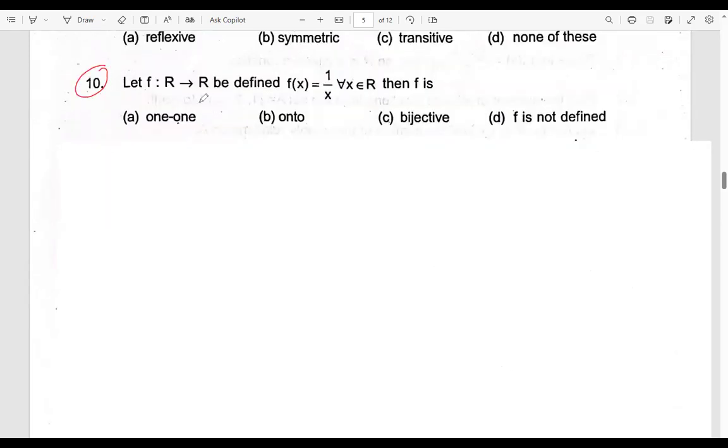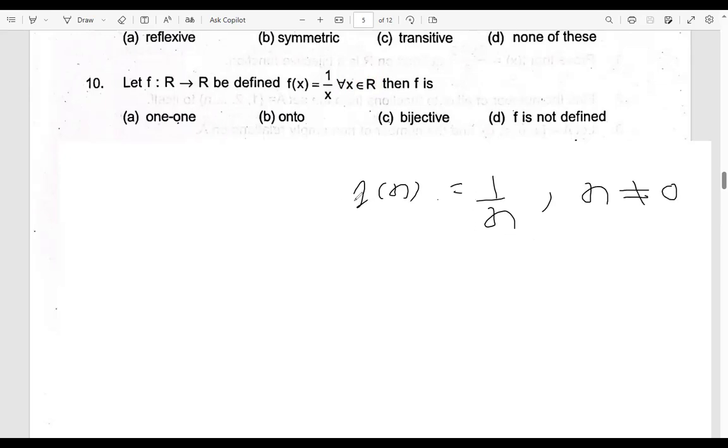In question number 10, let f be a function from R to R. Clearly R by default has to be the real numbers if not mentioned. It is defined by f(x) = 1/x for x belonging to R. It is very important to look into this question carefully: here x, that is the domain, is a real number. And we know that f(x) = 1/x is defined for all x other than 0.